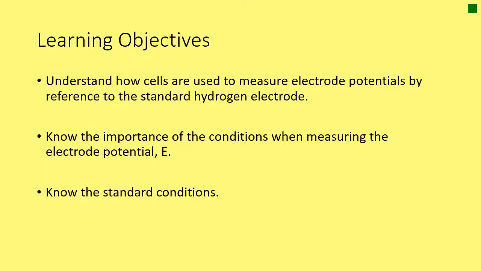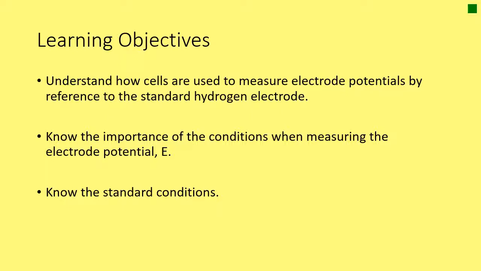So our learning objectives for this video lesson are, firstly, to understand how cells are used to measure electrode potentials by reference to the standard hydrogen electrode. So using the standard hydrogen electrode to measure electrode potentials of various other half cells, so that we can compare them to each other.